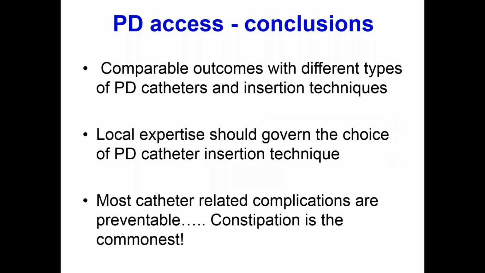We've seen that there are comparable outcomes with different types of PD catheters and insertion techniques. The local expertise should govern the choice of the catheter used and the catheter insertion technique, keeping in mind these few points we discussed with the Cochrane Review. And finally, most catheter-related complications are preventable, constipation being the most common, and then, of course, keeping in mind the need for a partial omentectomy as well. Okay, so I think we'll be doing questions at the end. So let's move on now with hemo access.